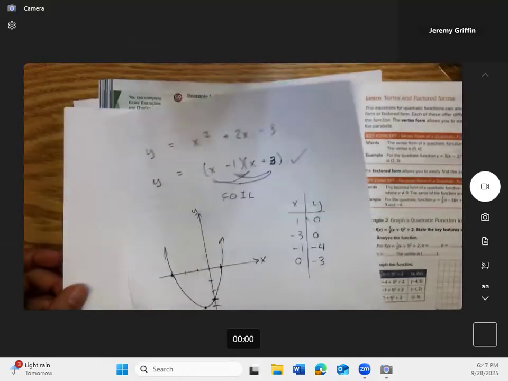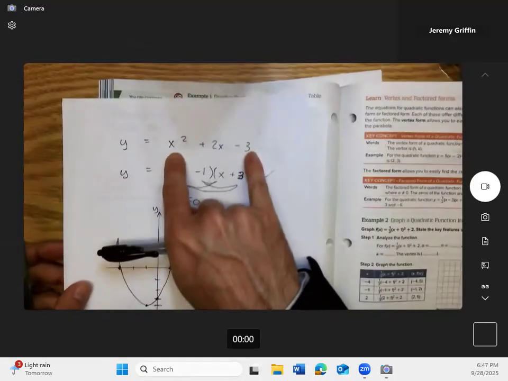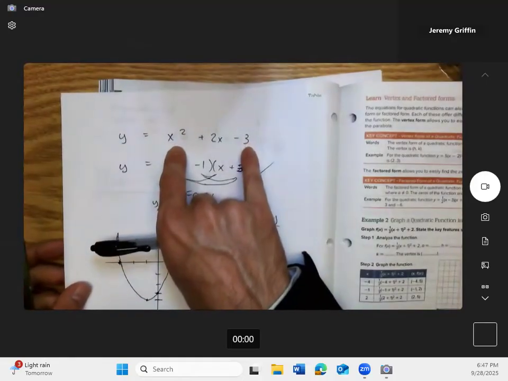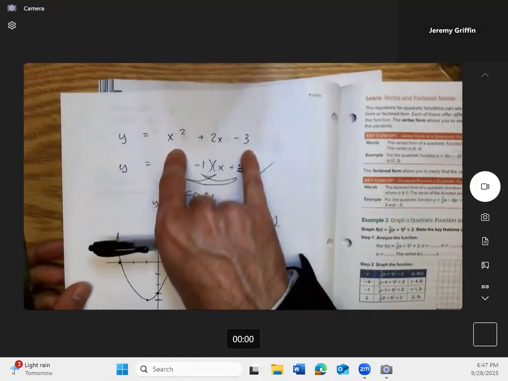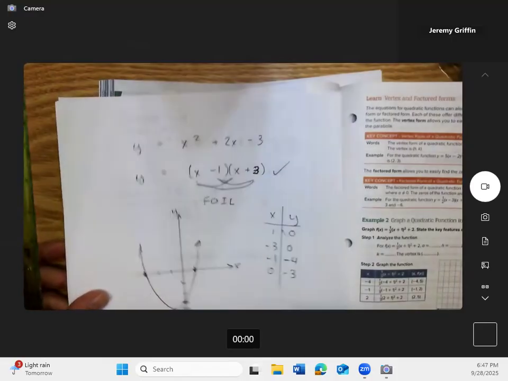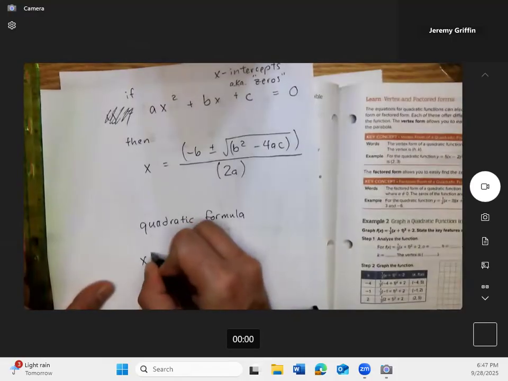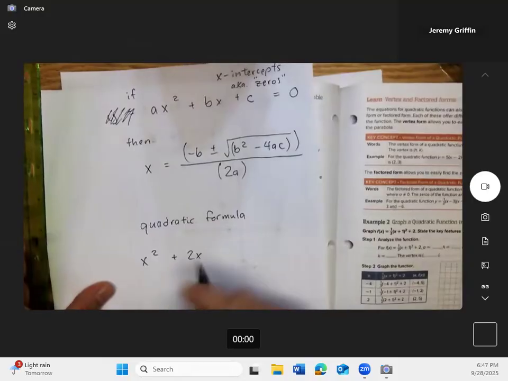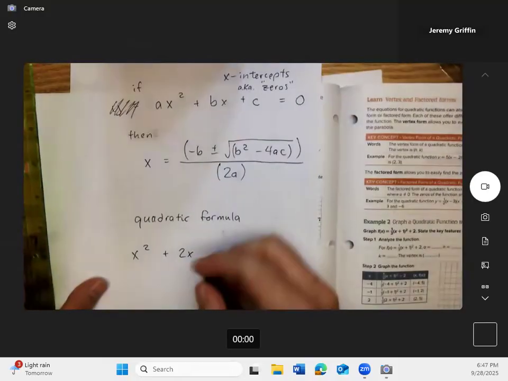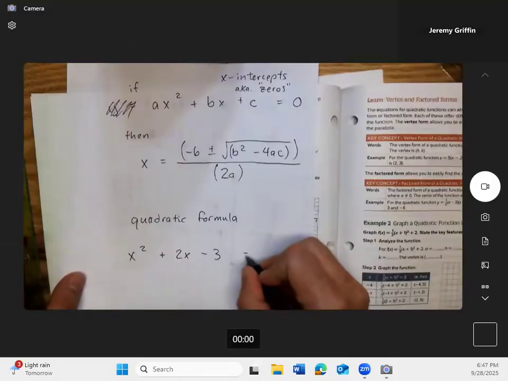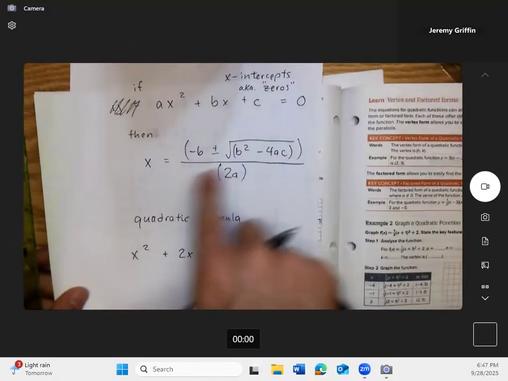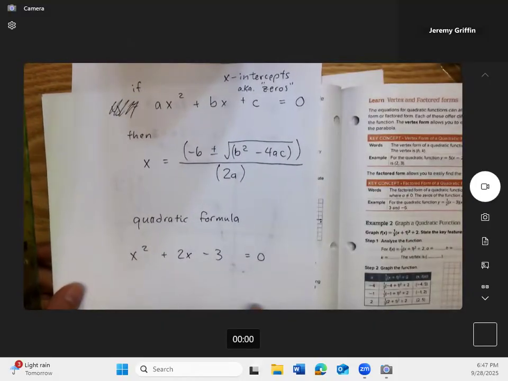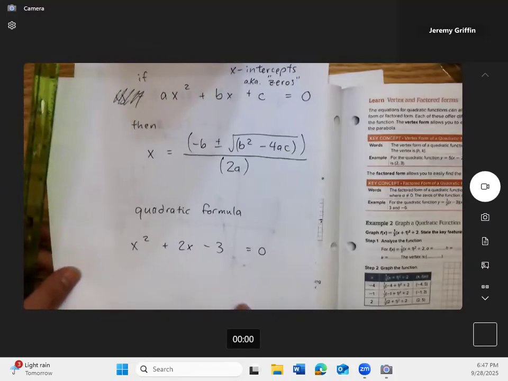All right, let's try it for this example, because they did give us the standard form. So I'm going to try the standard form of this one. All right, so x squared plus 2x minus 3. Now I said y equals, but I'll say equal to 0. You might try this out. I bet I get the same zeros that I got before, because I already know what the answer should be from a few minutes ago.